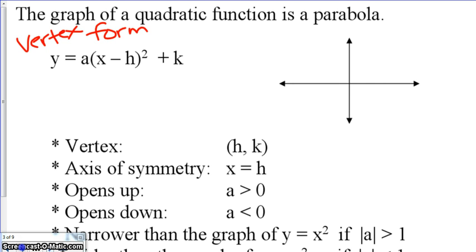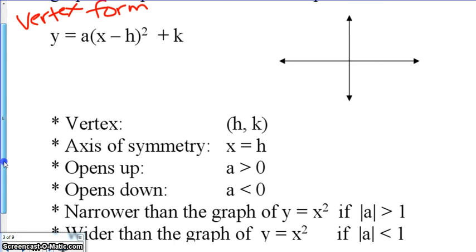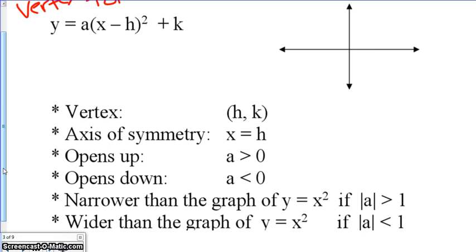times the quantity x minus h. H is going to be the x coordinate of our vertex, quantity squared, plus k, which is our constant, and the y coordinate of our vertex. Our axis of symmetry is x equals h. Again, that's the x coordinate of the vertex. If a is greater than 0, it opens upward. If a is less than 0, it opens downward.